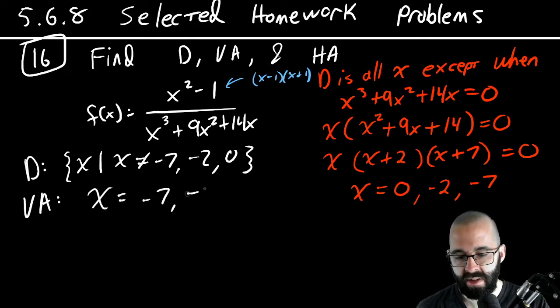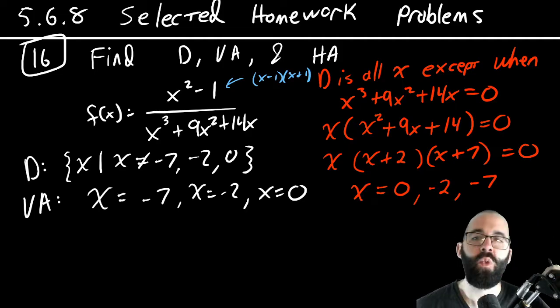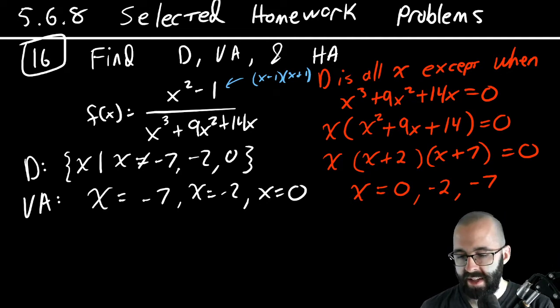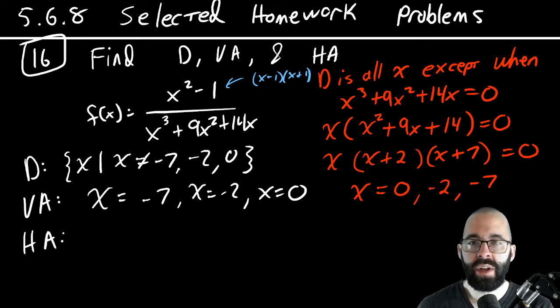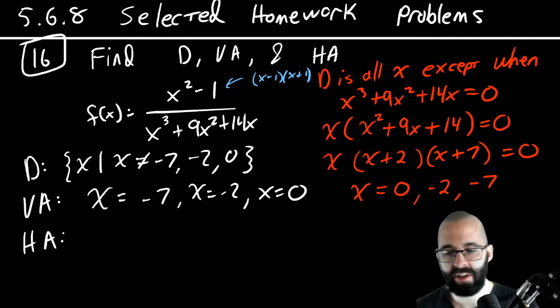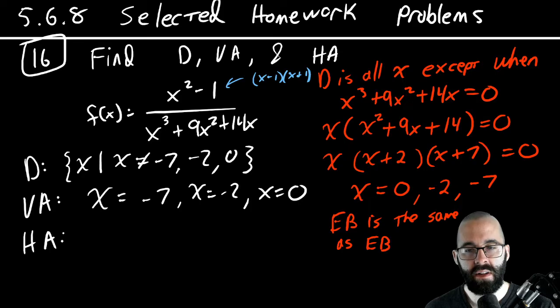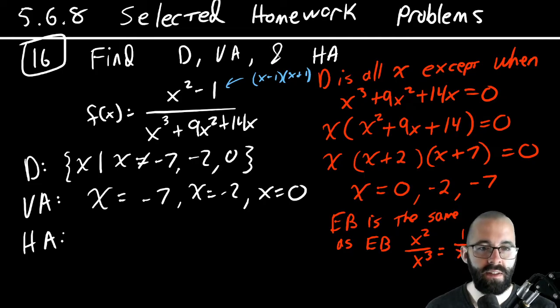Vertical asymptote at negative 7, at negative 2. Let's list them all out. And at x equals 0. That's why they're not part of the domain, because there is that vertical asymptote right there. Last thing that's left is the horizontal asymptote. We can find the horizontal asymptote by looking at end behavior. So the end behavior of this is the same as the end behavior of the leading terms. Well, that's the end behavior of 1 over x. End behavior of 1 over x, we know what that looks like. Horizontal asymptote at 0.